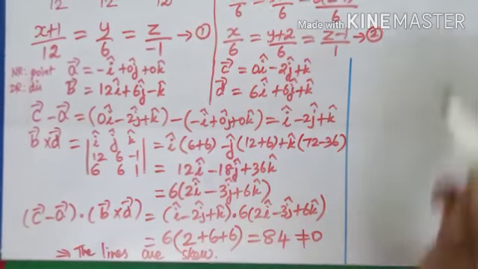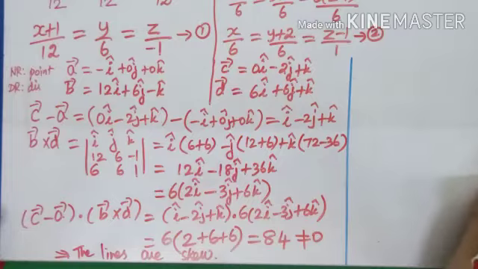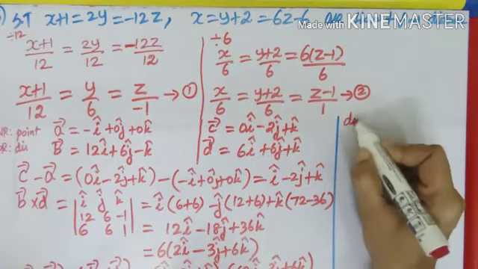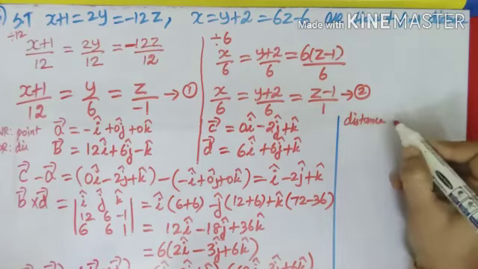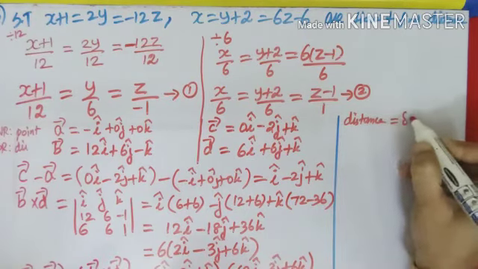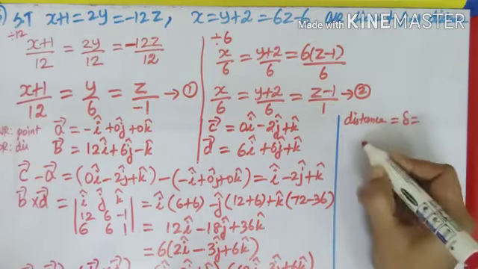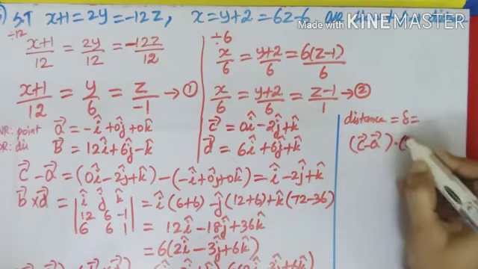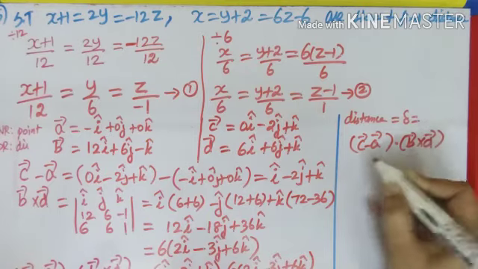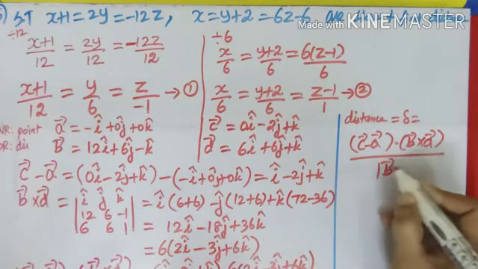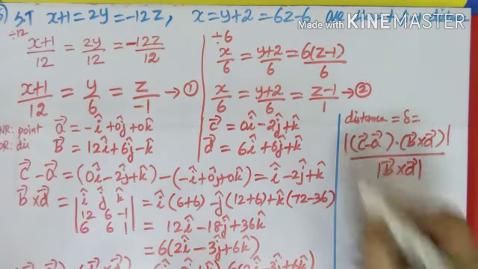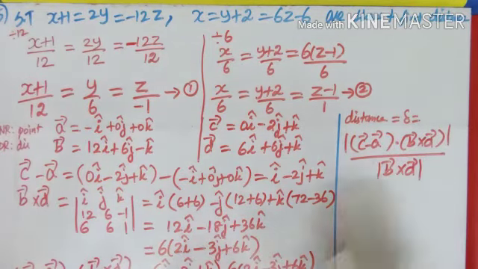The next step is to find the distance between them. So what is the formula for the distance? Distance equals del, which I can say is (C minus A) dot (B cross D) divided by mod of B cross D. Here also we take the modulus. What is the modulus of B cross D?